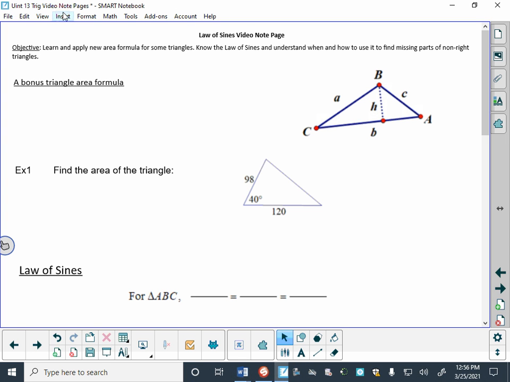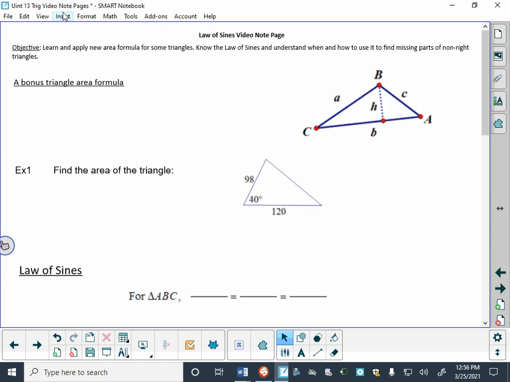Law of sines. The objective here is to learn and apply a new area formula that works with some triangles. Then we want to learn the law of sines, understand how and when to use it, and find missing parts of non-right triangles. This is a tool that works for triangles that are not just right triangles. Those tools we have very well established: the Pythagorean theorem and sine, cosine, and tangent do great with right triangles, but not every triangle is a right triangle.